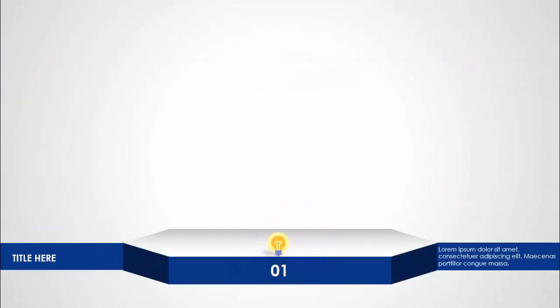In today's tutorial, I'm going to show you how to create a 5 steps hexagon infographic slide in PowerPoint, and this is how the slide works. When I click, the first step will come. You can see here I have added the icon, and then on the left side I have added the title, and on the right side you can add more detailed text to it.